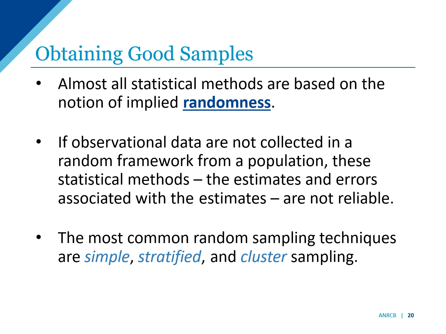Obtaining good samples is imperative to rigorous research. Almost all statistical methods are based on the notion of implied randomness. If observational data are not collected in a random framework from a population, these statistical methods, the estimates and errors associated with the estimates, are not reliable. The most common random sampling techniques are simple, stratified, and cluster sampling.